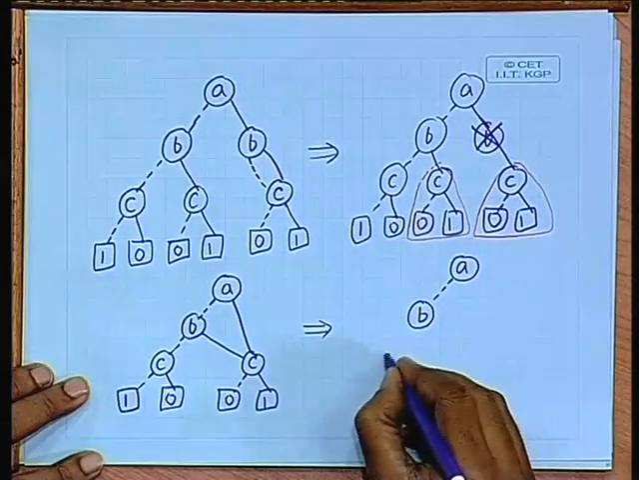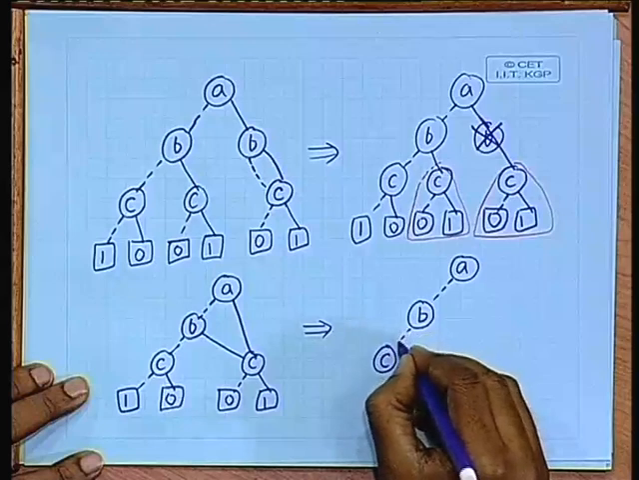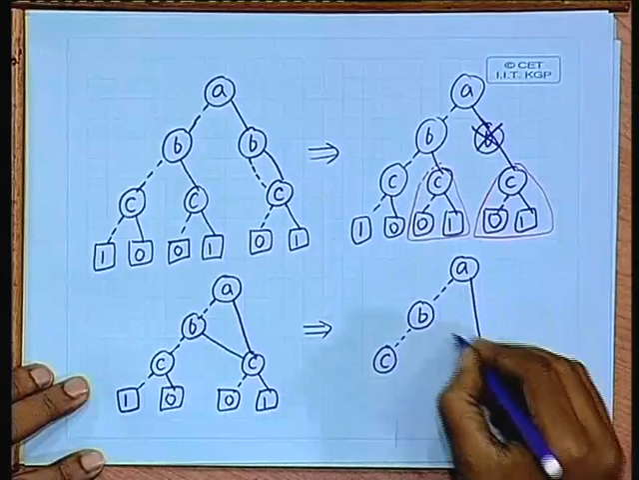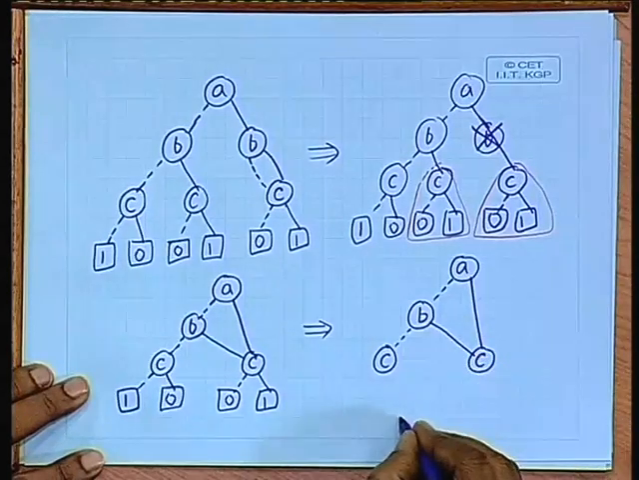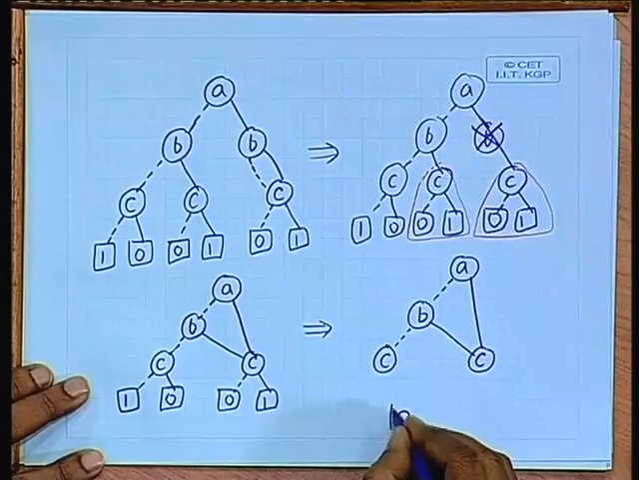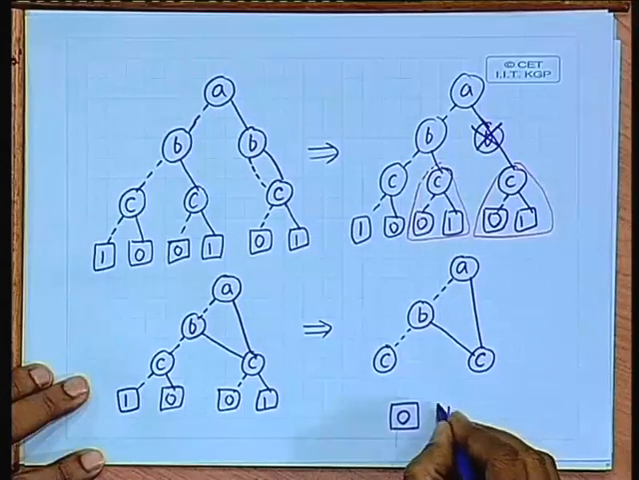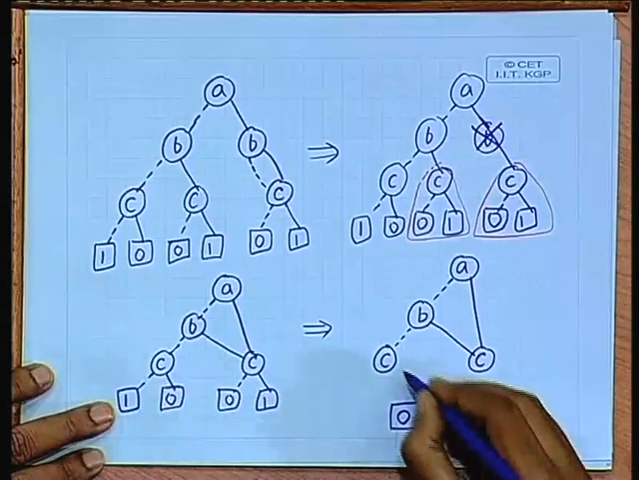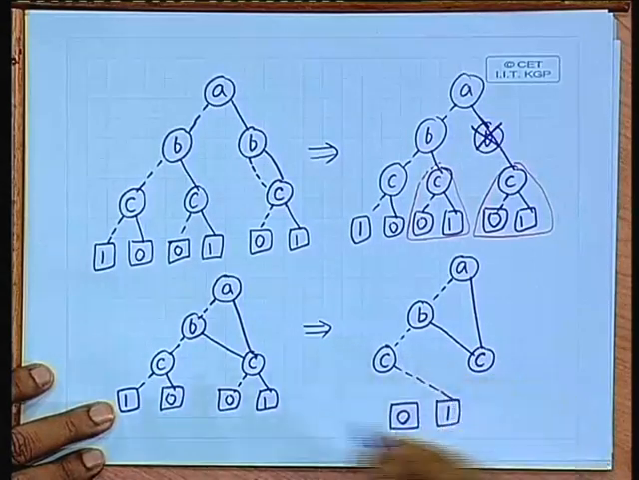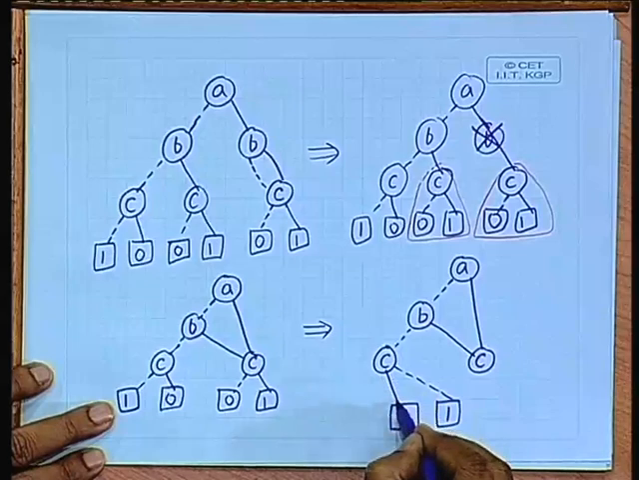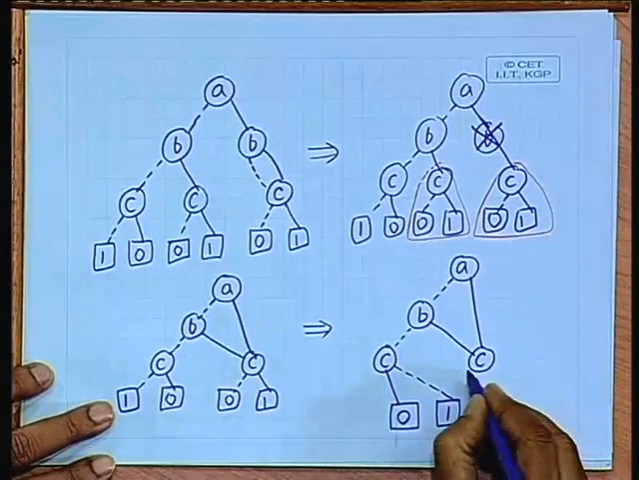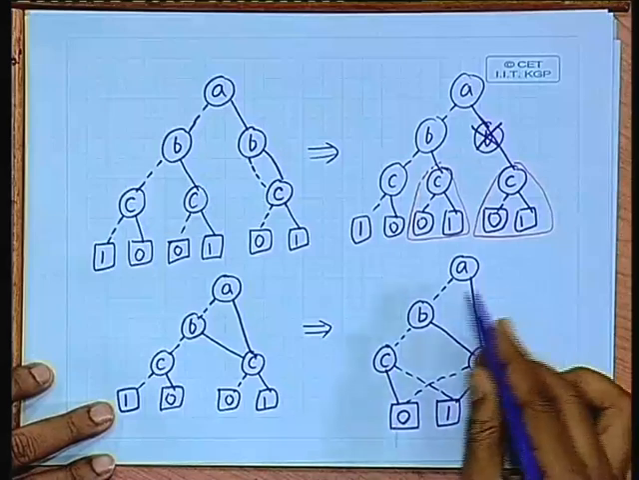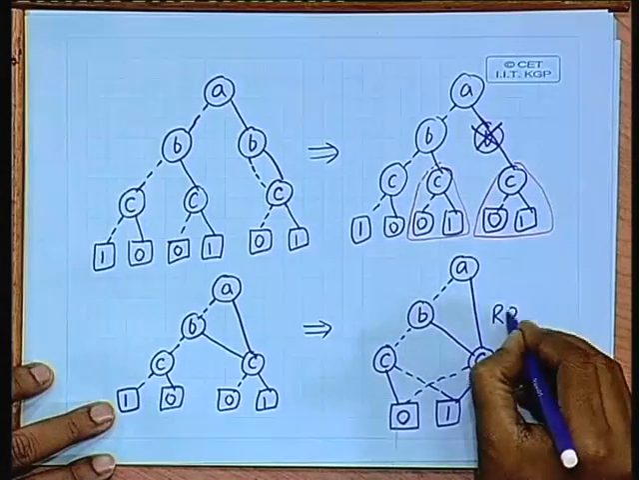So you have one C out here, another C out here. So at the lowest level you have one 0 node and one 1 node. From C dotted to 1, solid to 0, and from here dotted to 0, solid to 1. This is your final ROBDD.